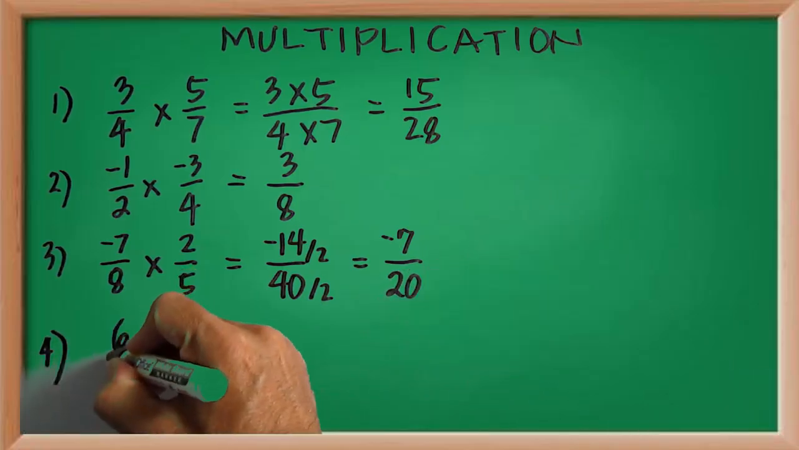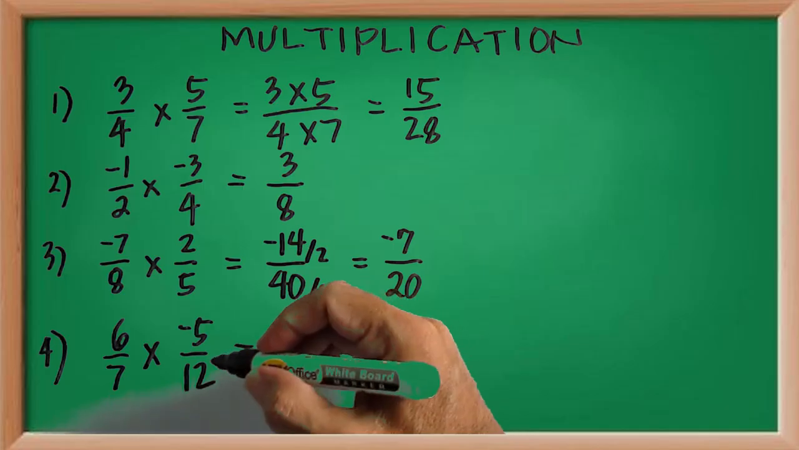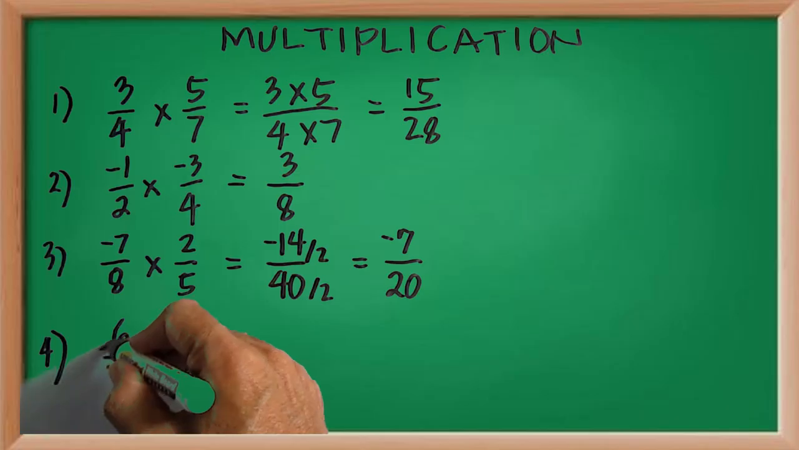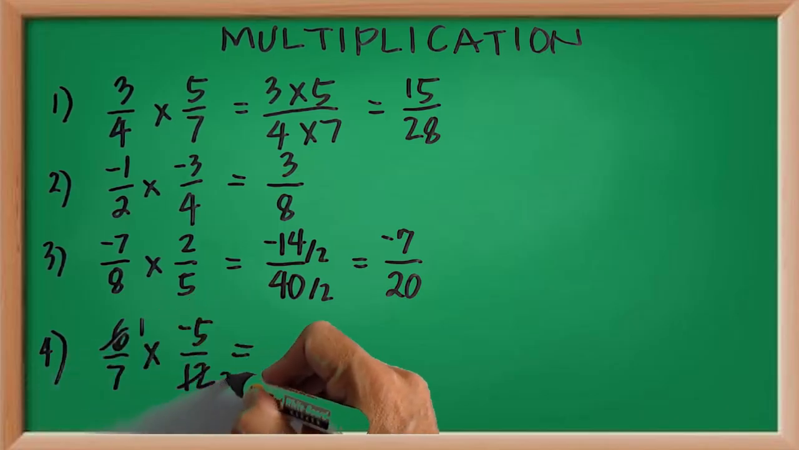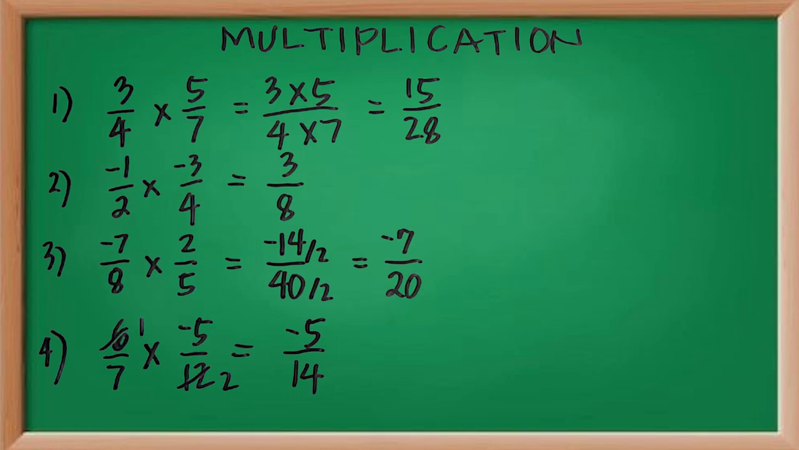Number 4, 6 over 7 times negative 5 over 12. Note that 6 is a common factor to 6 and 12. Simplify first before you multiply. 6 divided by 6 is 1. 12 divided by 6 is 2. 1 times negative 5 is negative 5. 7 times 2 is 14.